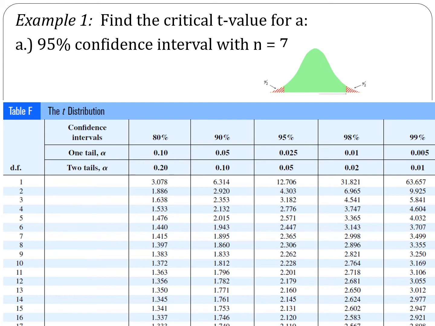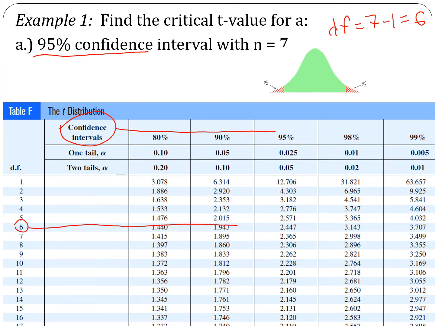So number 1, part A, we want to find the critical T value for a 95% confidence interval where n equals 7. So step 1, we want to find the degrees of freedom. Degrees of freedom is just 7 minus 1. Okay, so it's n minus 1. We get 6 degrees of freedom, right? We see it here. Now 95% confidence interval. You can see confidence intervals at the top here. All right, we can go over to the 95%, and we're going to just intersect these two rows and columns here. So the critical T-score is 2.447.